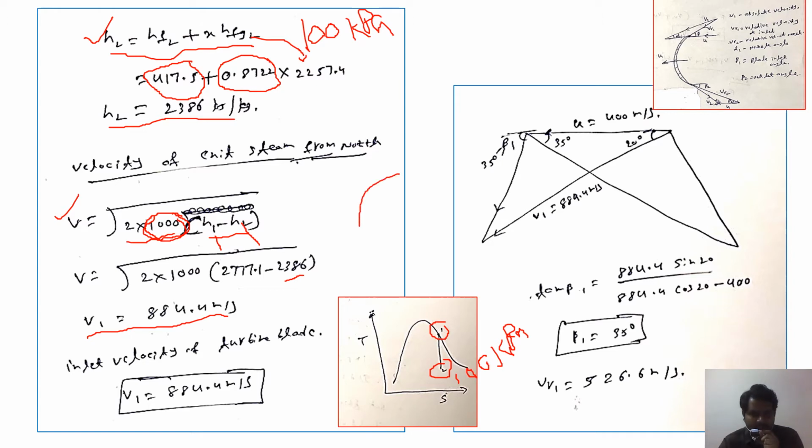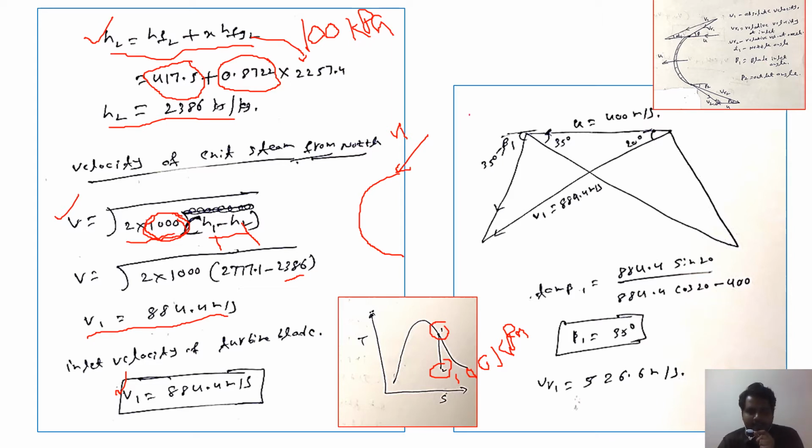So for example, this is the blade. With the velocity V1, the steam is entering the turbine blade. So the value is 884 meter per second.